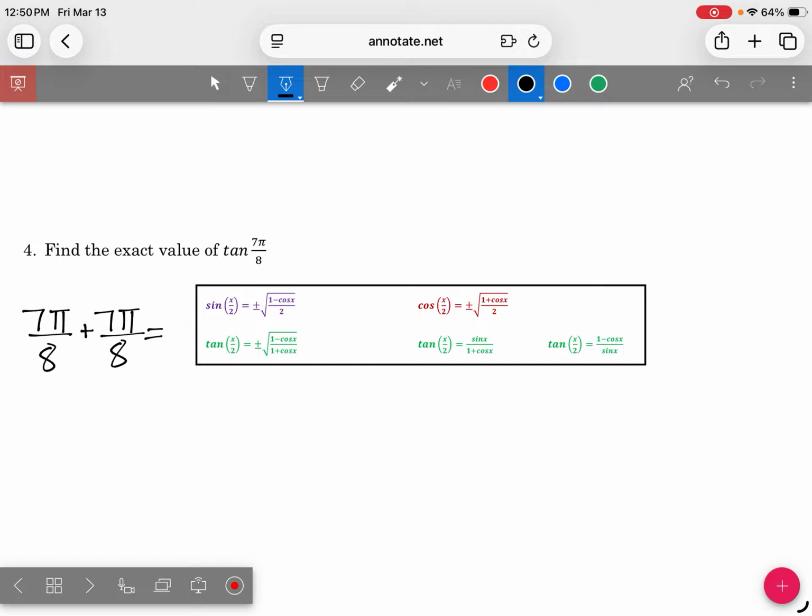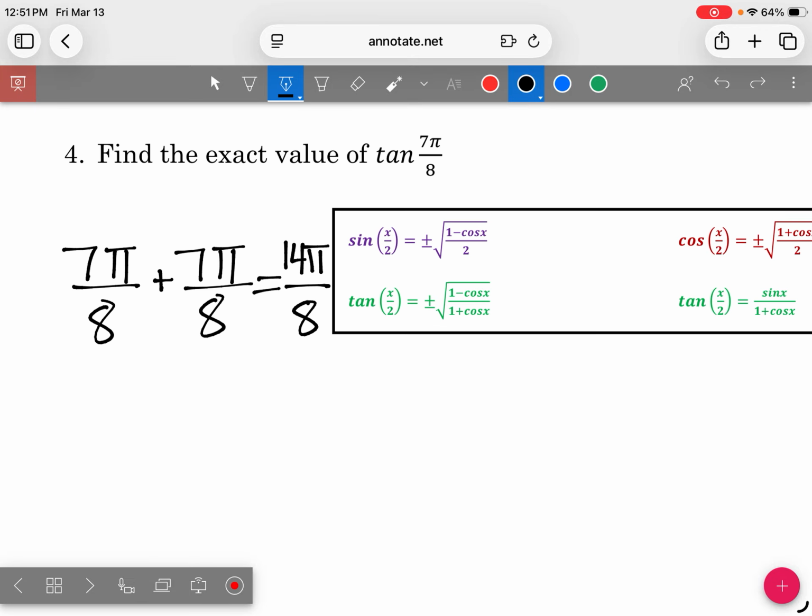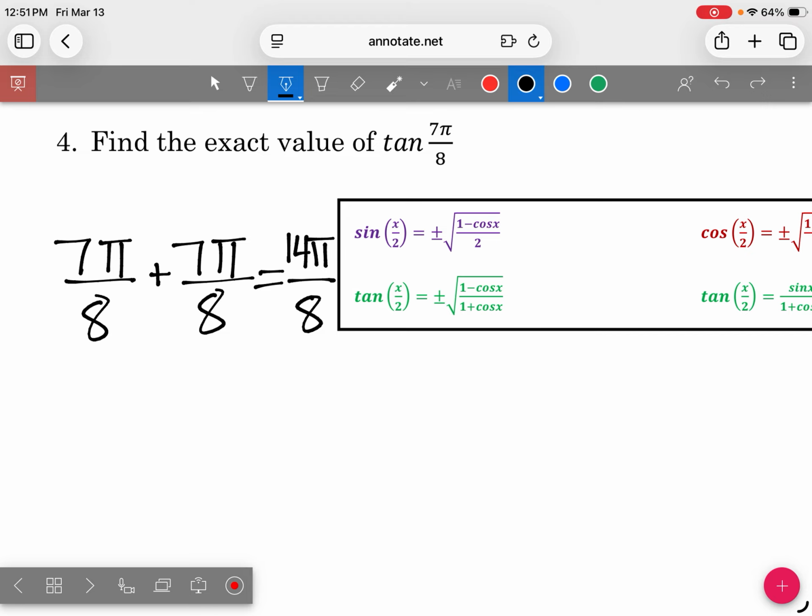All right, so 7 pi plus 7 pi would be 14 pi, and that's over 8. Let's go ahead and reduce that down. What is 14 pi over 8 reduced down to? So that is our angle. Half of 14 is 7. Half of 8 is 4.